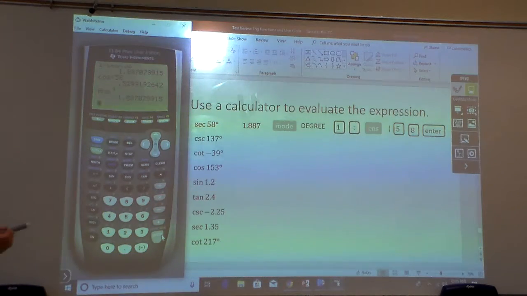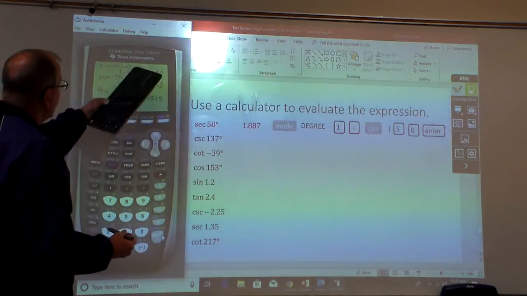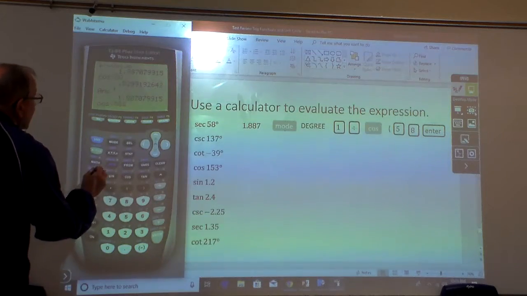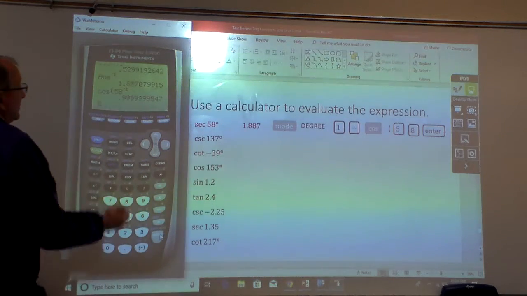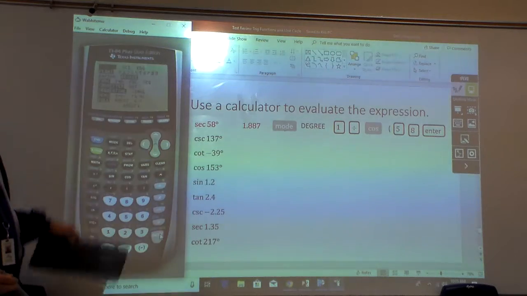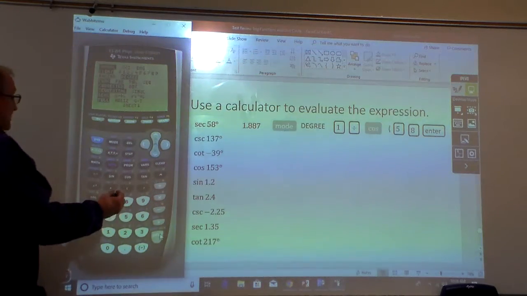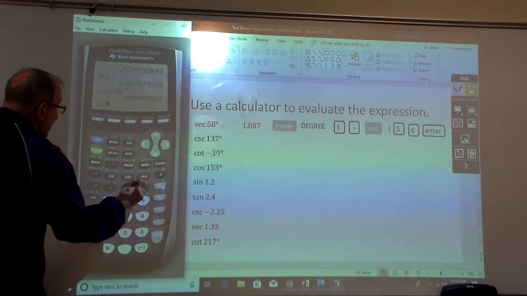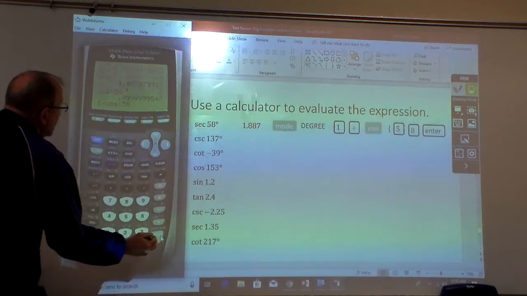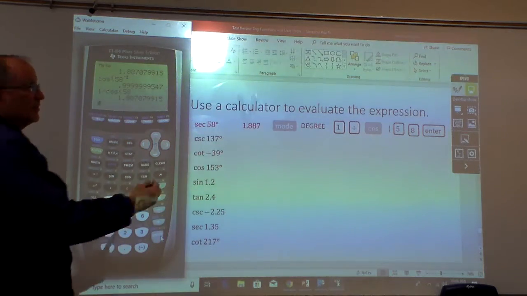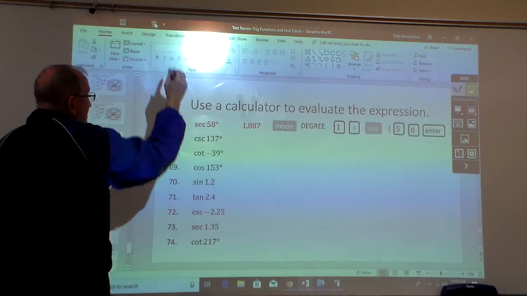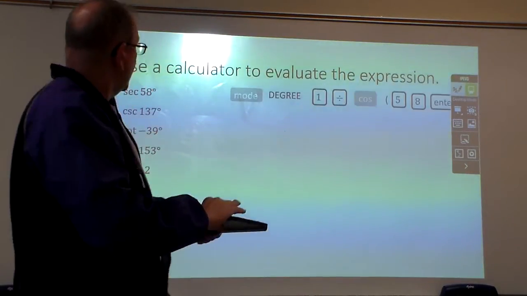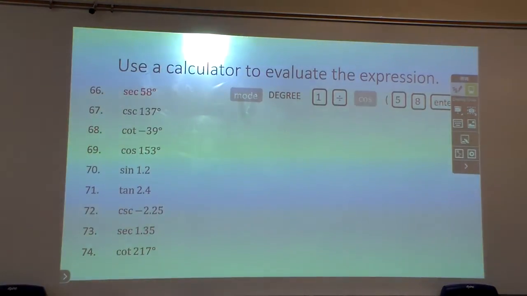But the reason I don't like it is because if you do cosine 58, x negative 1 first, and then enter, is that the correct answer? No. That's a mistake people make. So I really like the 1 divided by cosine 58. I think people make a lot fewer mistakes. Now I'm not going to show the calculator on all of these because I have the steps written up there on the screen, so pull it up on your calculator, okay?